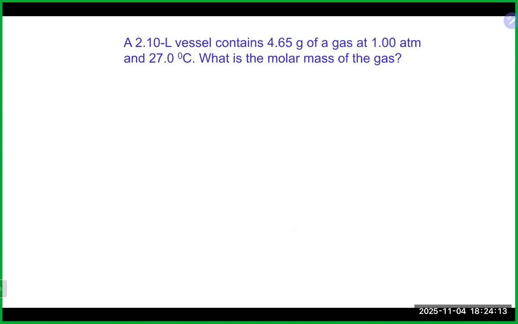So let's take a look at a couple here. Why don't you try one here and see what you come up with? We're looking for the molar mass here of this gas that is 2.1 liters and 4.65 grams and has a pressure of 1 atmosphere and a temperature of 27 degrees Celsius. Take a moment, see what you come up with.